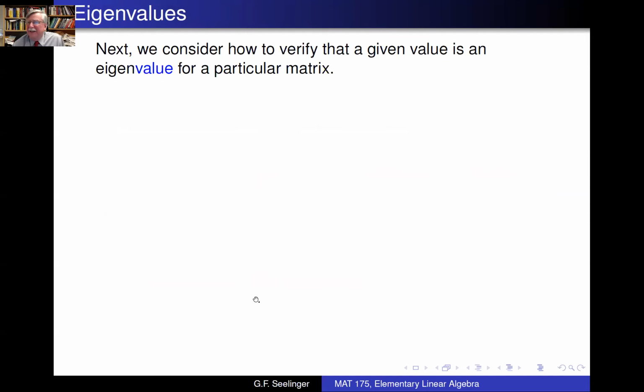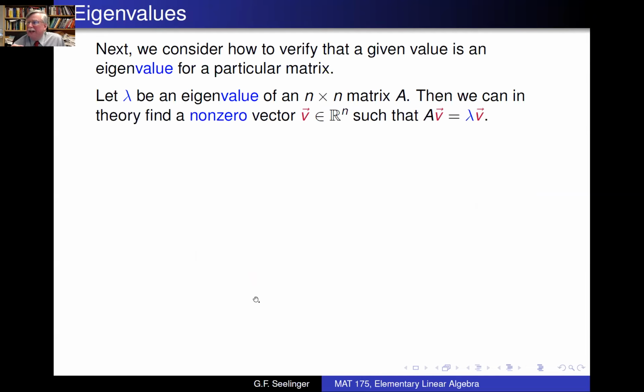All right. So next, we consider how to verify that a given value is an eigenvalue for a particular matrix. So let's take a look at this. Let lambda be an eigenvalue of an n by n matrix A. Then we can find a non-zero vector v such that AV is lambda v. So if you can find a non-zero vector of that form, then I've proven that lambda is an eigenvalue of A. The problem is finding a vector of that form just by guessing or by observation is very hard to do.